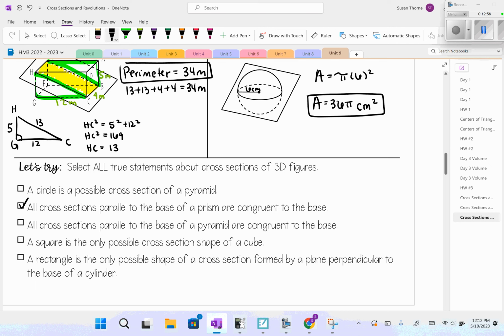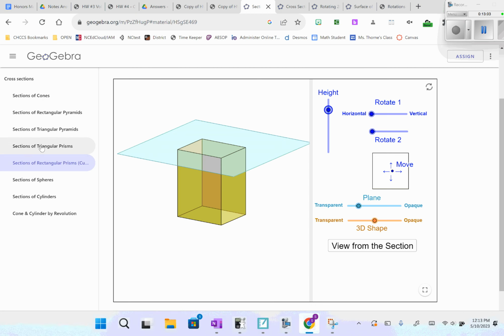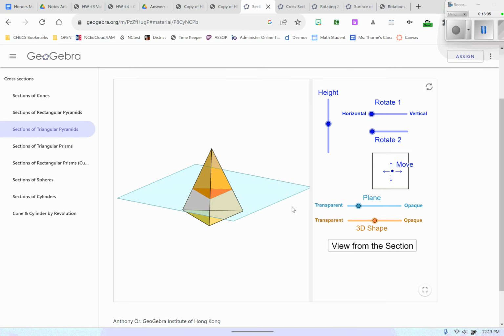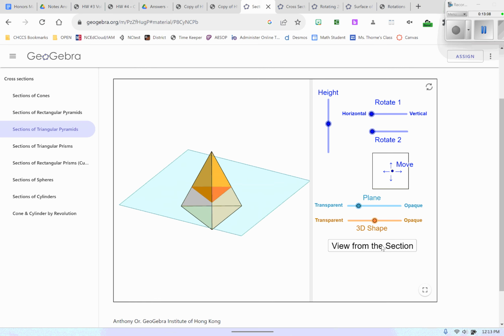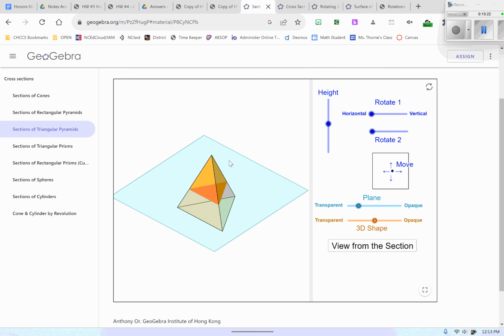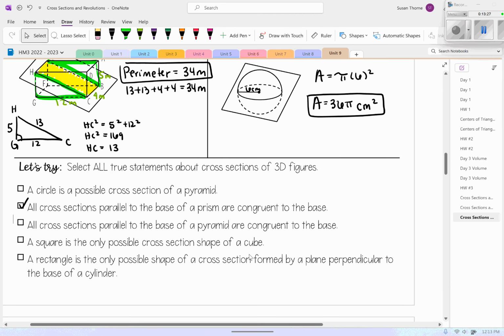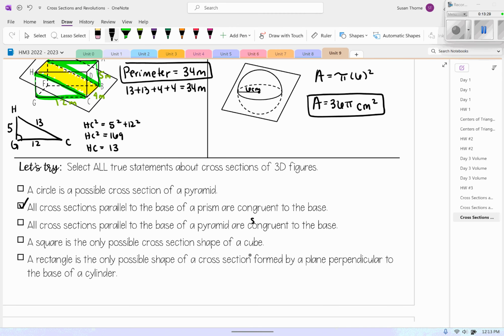All cross sections parallel to the base of the pyramid are congruent to the base. So now we're talking about a pyramid. Here's a triangular pyramid. Notice that for this one, this cross section is parallel, but it's not congruent, which would mean it would be exactly the same. It is similar to the base, but again, it is not congruent. Therefore, that one is not true, so we're not going to check that one off. We know it's similar.